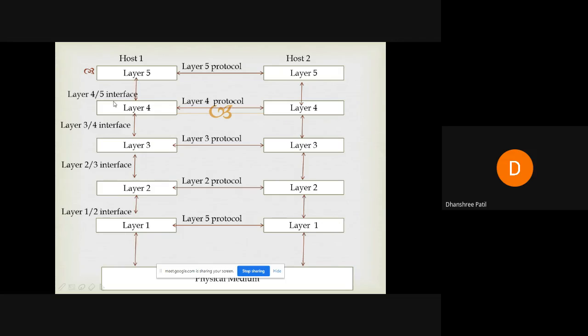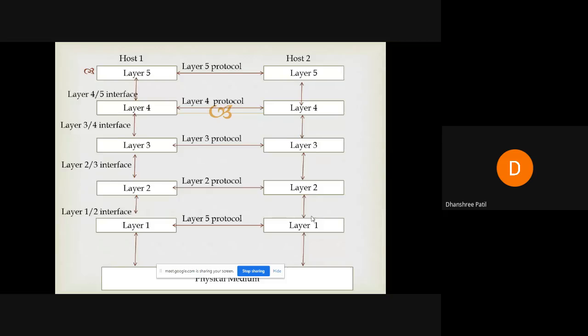And what is meant by the interface? The interface is nothing but which services can be provided by the upper layer to the lower layer or vice versa. Okay, what is an interface? What service will layer 4 provide to layer 5, or in the reverse direction, that is nothing but the interface. And in case of the transmission of the data, the physical medium is the main medium through which data can be sent by the sender to the receiver.